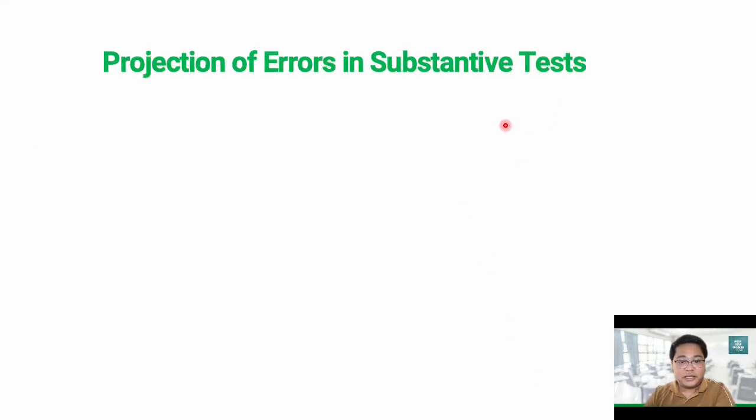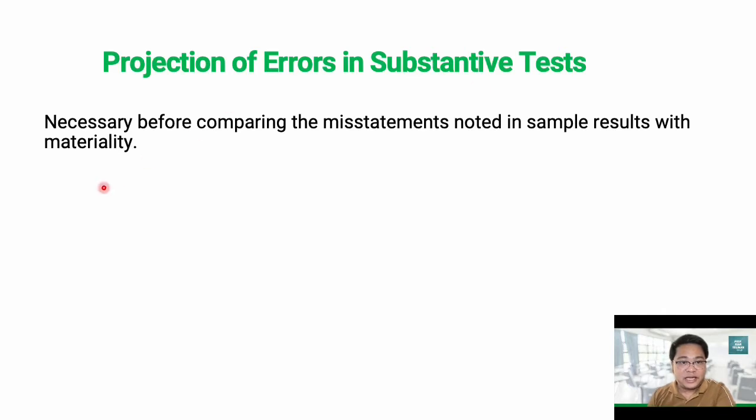errors in substantive test, the misstatement. So the errors in substantive test are the misstatements. So this is necessary before we compare the misstatements that we have noted in sample results with our materiality.